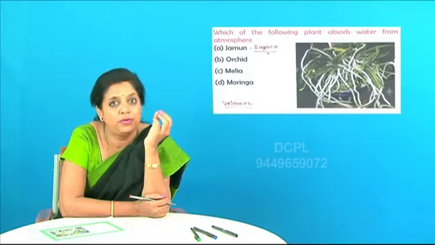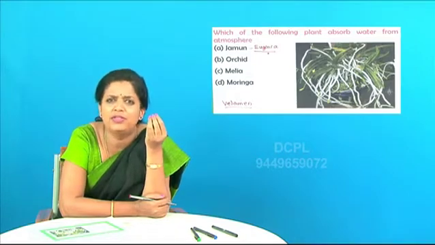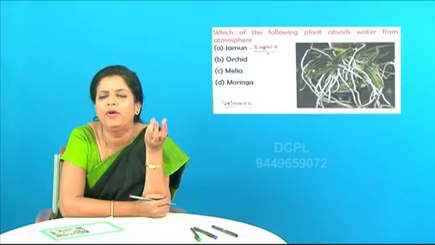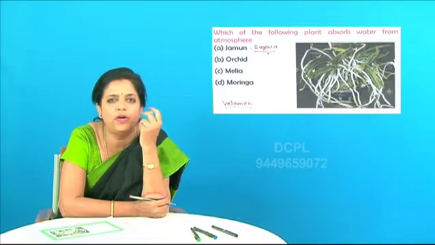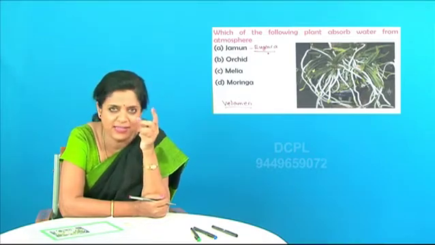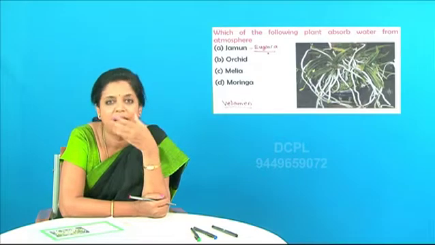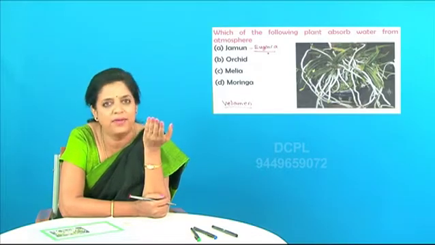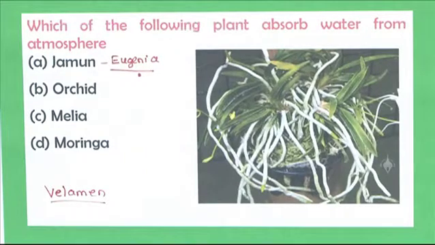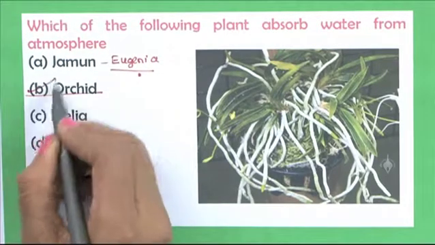And it produces velamen tissue. So many things you have to remember about orchids. Whenever you think of orchids, check all these things: the flowers, because you take them for flower arrangements, and the hanging roots and the velamen tissue. Therefore, among the 4 options, the right option is B, that is orchid.